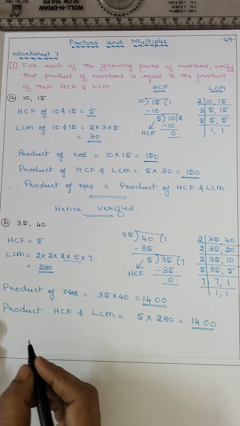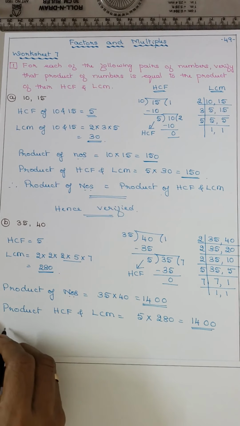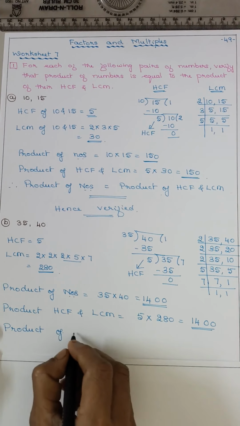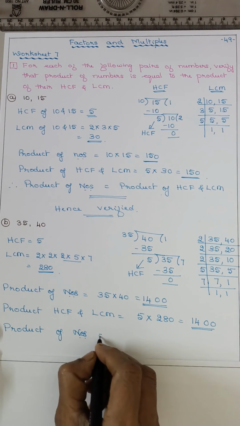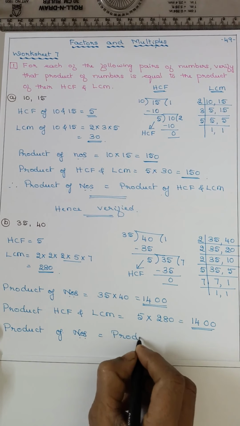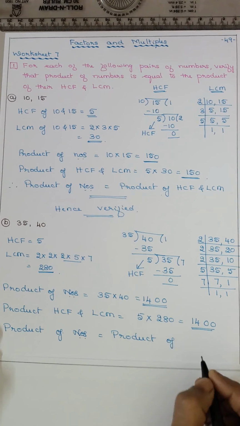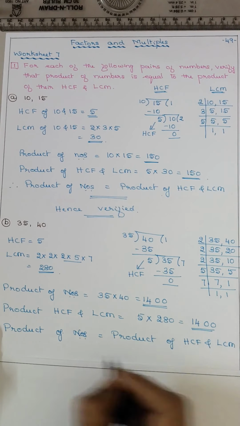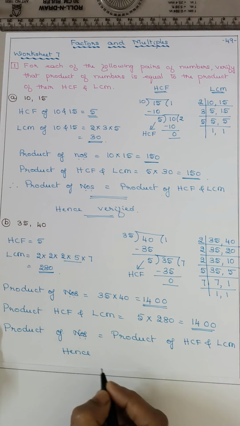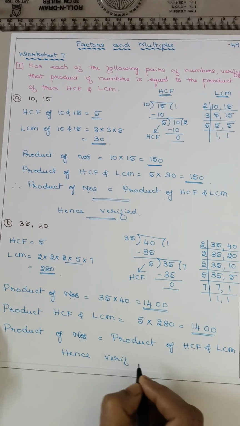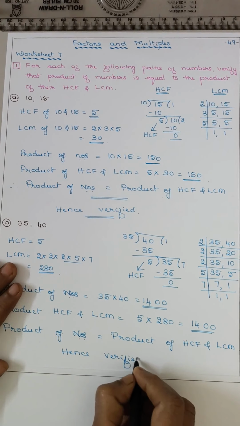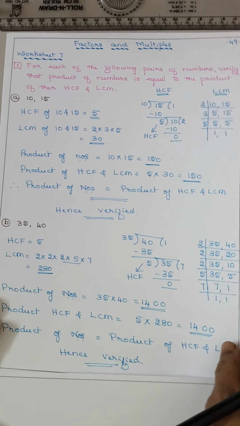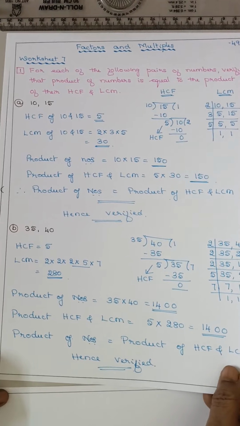Okay, now we will write these are same. So product of numbers is equal to product of HCF and LCM. Hence, verified. Okay, so this was question number 1, A and B.